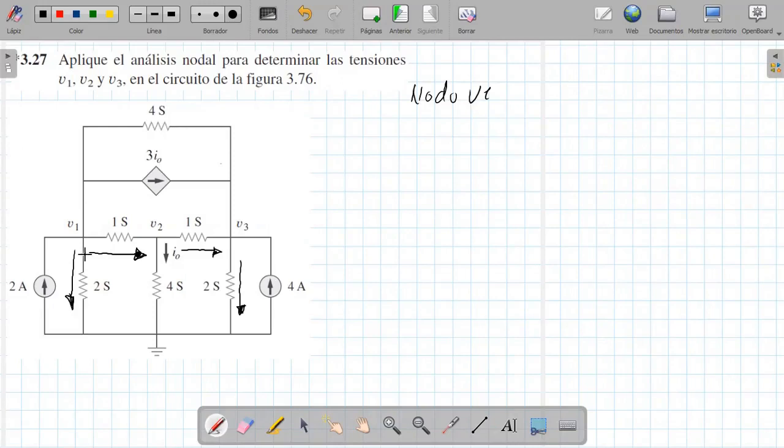So we see that I am doing a visual analysis. I say that 2 amperes is less than 4. Here 2 enters, and here 4 enters. I assume the current comes from here. It doesn't matter if I'm wrong, because at the end the voltages will come out positive or negative, and that tells us where the currents are actually going.